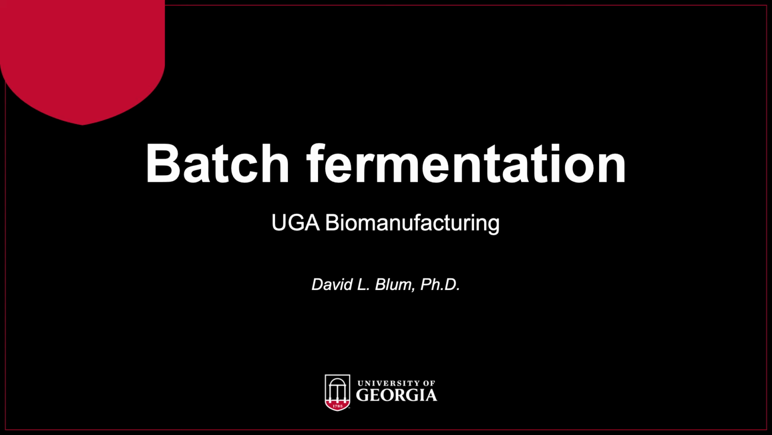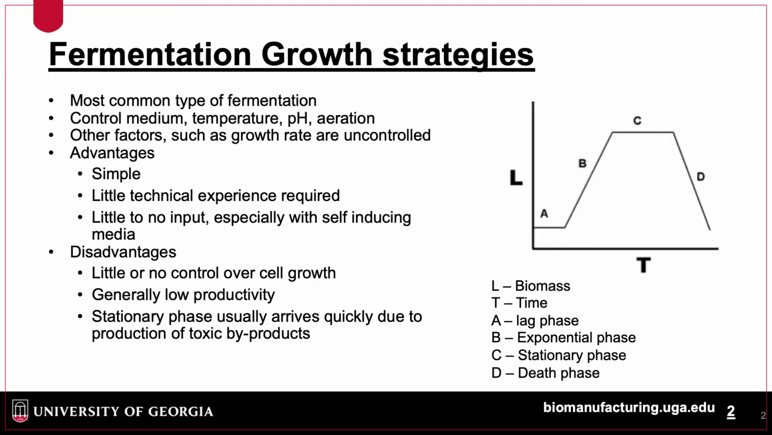Batch fermentation is the process of growing cells under controlled conditions using a one-pot media formulation, as opposed to fed batch, where a starting media is fed over time. Fermentation is advantageous over shake flask cultivation because of the ability to control culture parameters, including temperature, pH, and oxygen level. The advantage of this system is that it is simple, little experience is required to set up, and limited input required, especially when auto-inducing media is used.